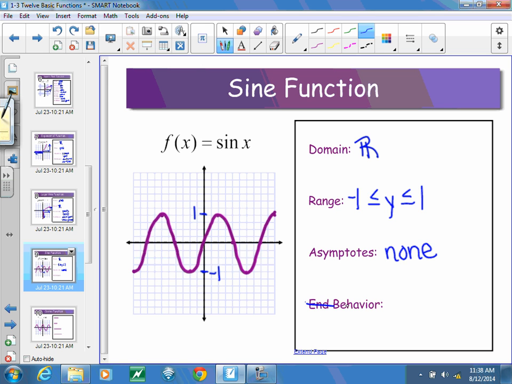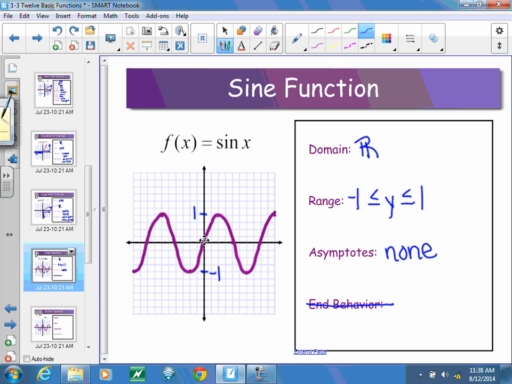And the end behavior we're going to not write in at this point because it's going to go on forever and ever and ever, and it's going to oscillate here. And so it's going to be going to a different value every single time. But domain and range are really important as far as our sine function goes.